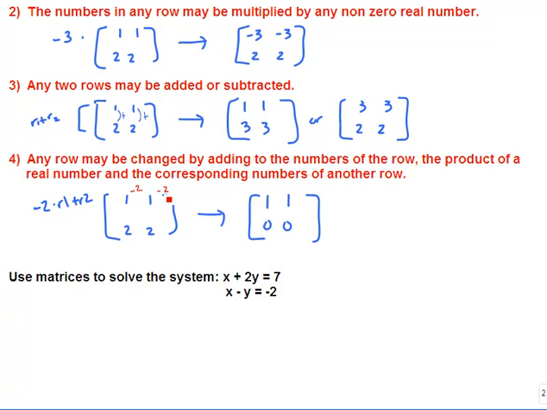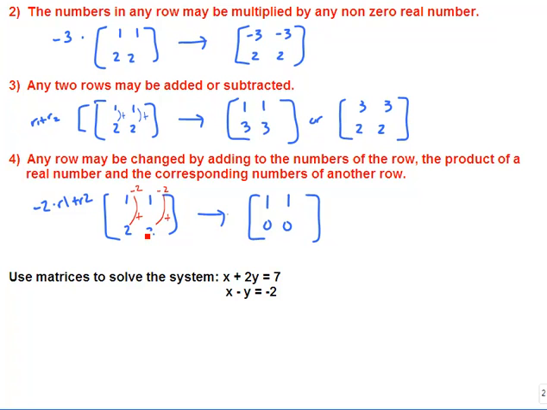There's step 1, doing the multiplication. Now step 2 is to add that answer to the bottom row. Negative 2 plus 2 is 0, negative 2 plus 2 is 0, and I kept my original row 1 as my 1, 1. So here's my final matrix, 1, 1, 0, 0. So this is sort of a two-step process. First you multiply through by a constant and then add that answer to another row.